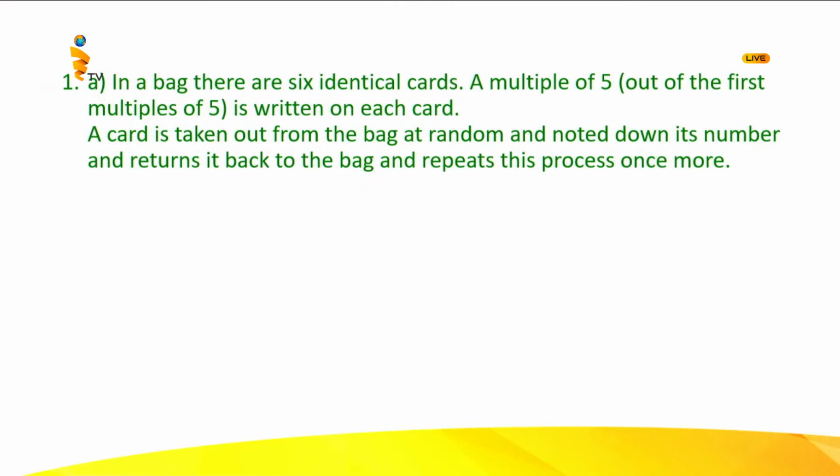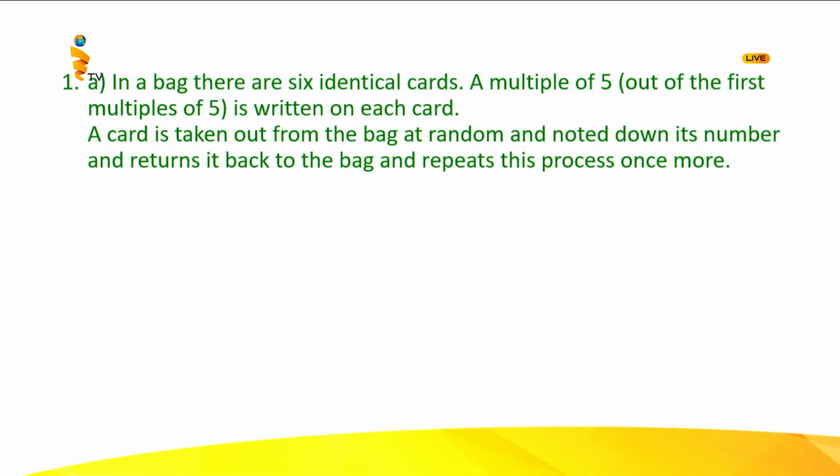Okay, the first question is, in a bag there are 6 identical cards, and a multiple of 5 out of the first multiples of 5 is written on each card. So suppose you have a bag and you are going to put 6 identical cards and write a multiple of 5 on each card, and these multiples are the first multiples of 5. So what are the first multiples of 5? They are 5, 10, 15, 20, 25 and 30. These are the numbers which are written on these cards.